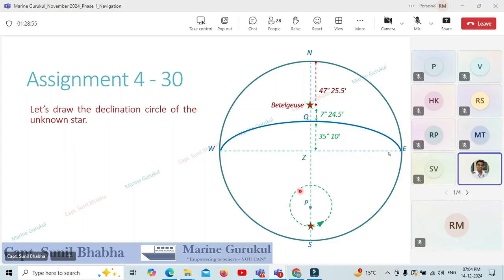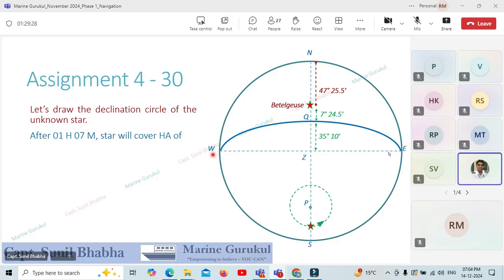Now the question told us that when we observed the star, the next observation was taken 1 hour and 7 minutes later. Betelgeuse was observed 1 hour 7 minutes later after the observation of this unknown star. So let us now try to see, after 1 hour and 7 minutes, where will the unknown star be? Unknown star will be moving in this particular direction on its declination circle.